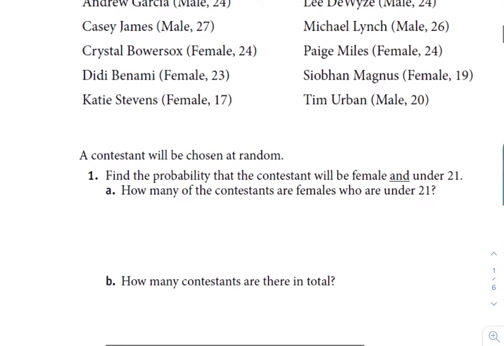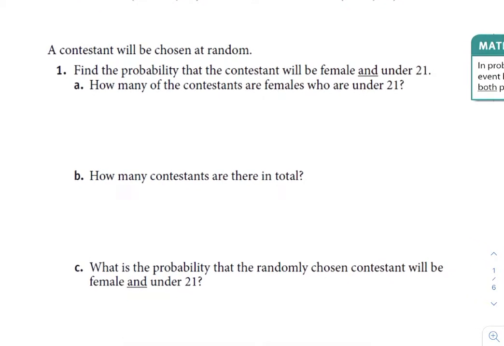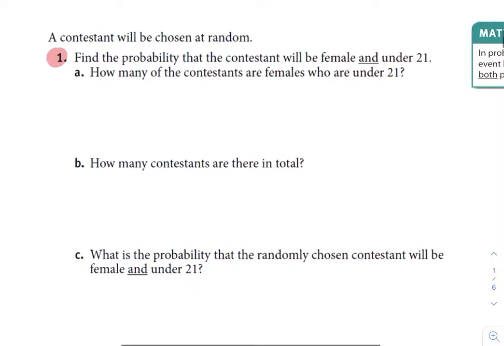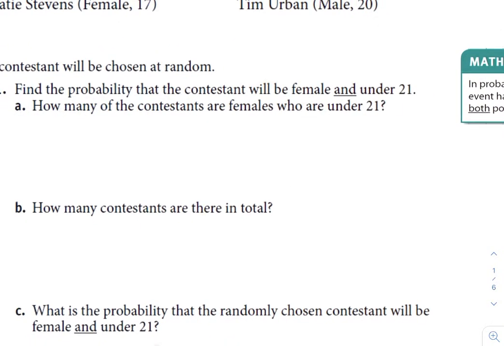We're going to go ahead and take a look at question 1. Now, question 1 says, find the probability that the contestants will be female and under 21. So really, the answer to number 1 is going to be found in part C. Parts A and B give us smaller chunks of information that we're going to find to help us solve part C. So they lead us in that direction with the different parts. So the first thing we're going to notice is we want to find the probability that the contestant is female and under 21.